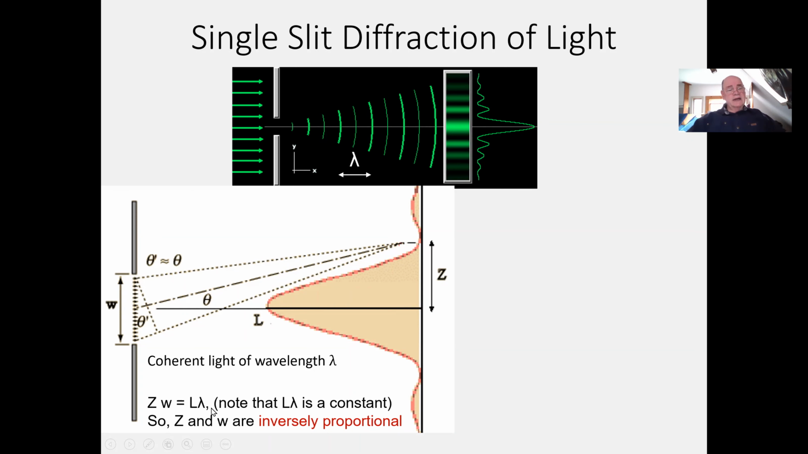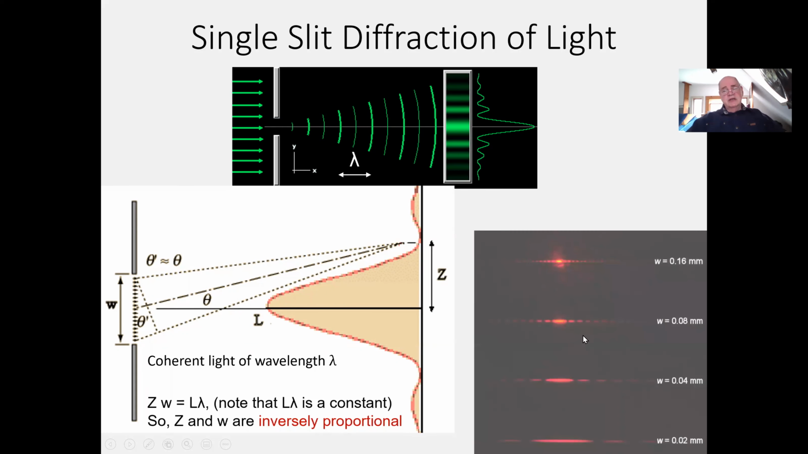What's interesting is that L and lambda are constant. The distance to the screen doesn't change, and the kind of light that you're using doesn't change, and therefore Z times W is equal to a constant. And therefore, as Z gets bigger and bigger, W must get smaller and smaller, and vice versa, because they're always multiplying up to the same number.